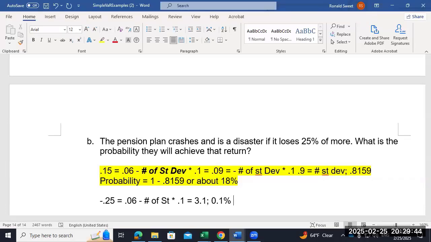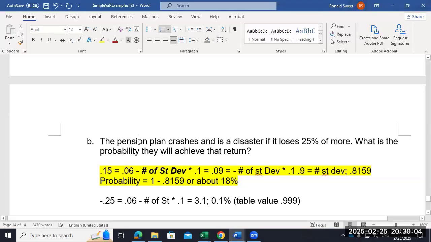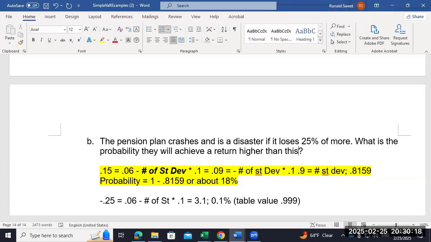Not very likely you're going to lose 25%, but there's a chance. The table value was 0.999. So once we get the difference between the mean and the standard deviation, you don't really care if it's positive or negative. You kind of know. Because they could have asked it, the pension plan crash is a disaster. What is the probability they achieve a return higher than this, then what is the answer? 99.9%, right? So you have to look at how they word the question, that's why you look at the normal distribution.